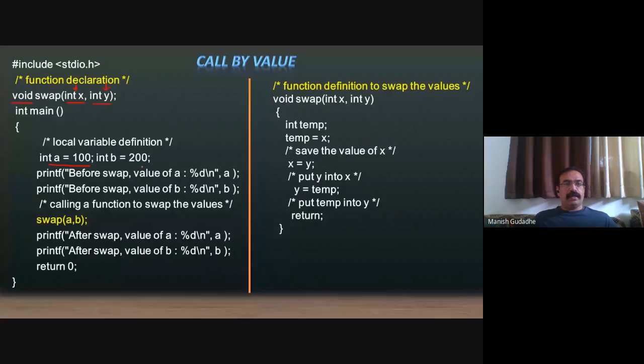A is defined as 100, B is defined as 200. After the swap, I want A to become 200 and B to become 100. So before the swap, the values of A and B are printed: before swap value of A is 100 and before swap value of B is 200. And now we are trying to call the function. Now what will happen? This A value will be copied into X. Now X becomes 100.